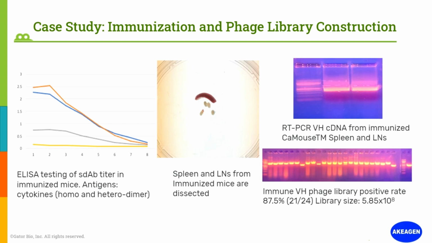Then we amplify the VH genes from those B cells and make phage display libraries. So the libraries can be 10 to the 8 to 10 to the 9. So it's a large library that has enough coverage for the whole repertoire.